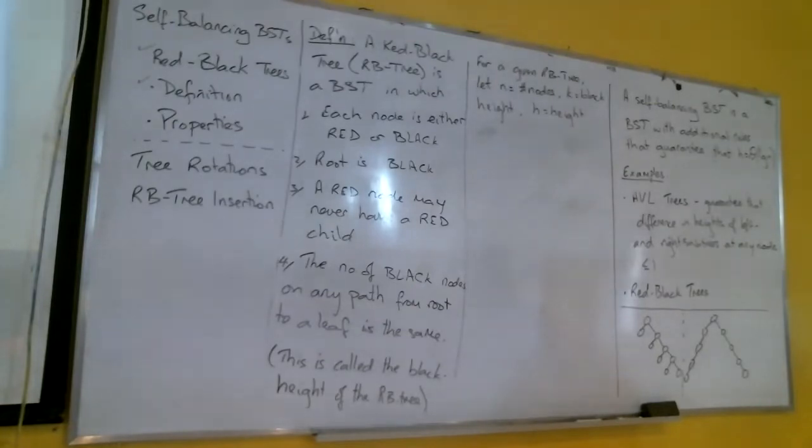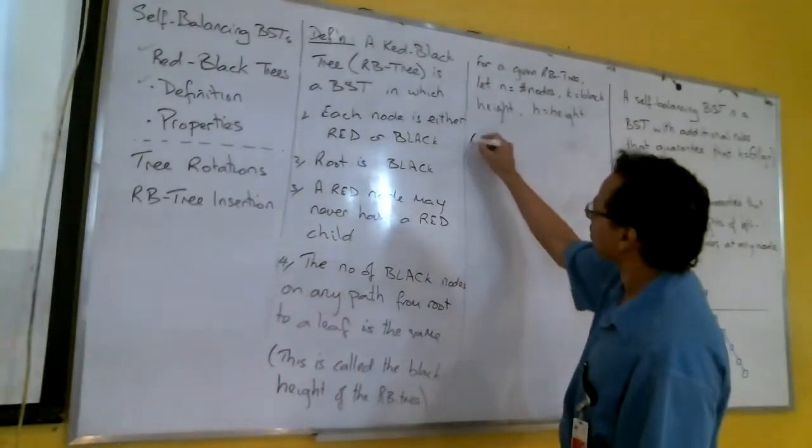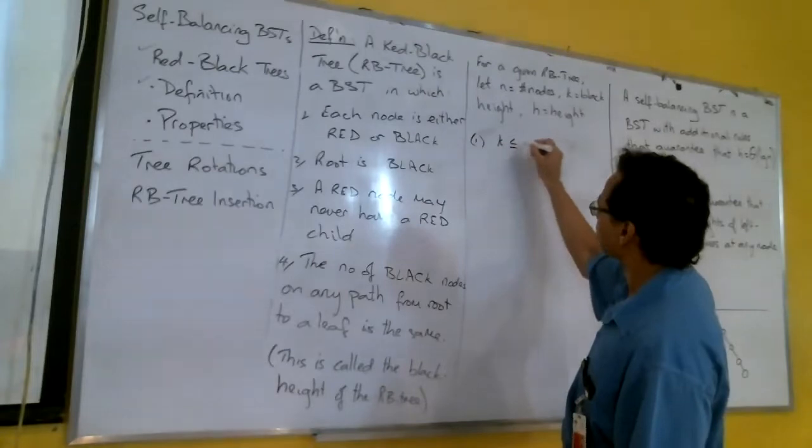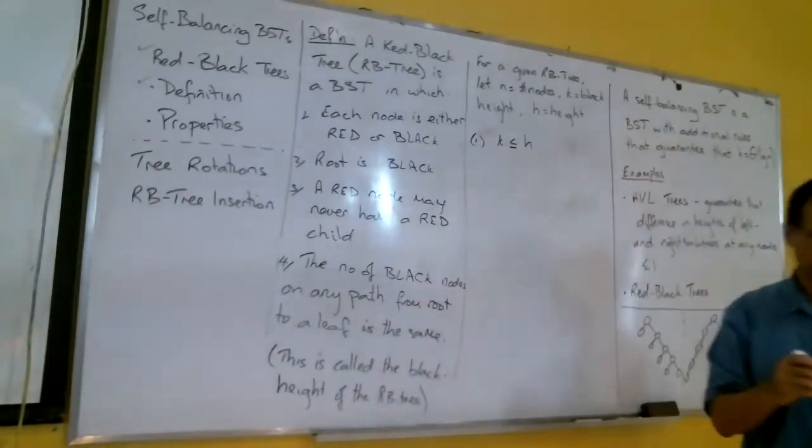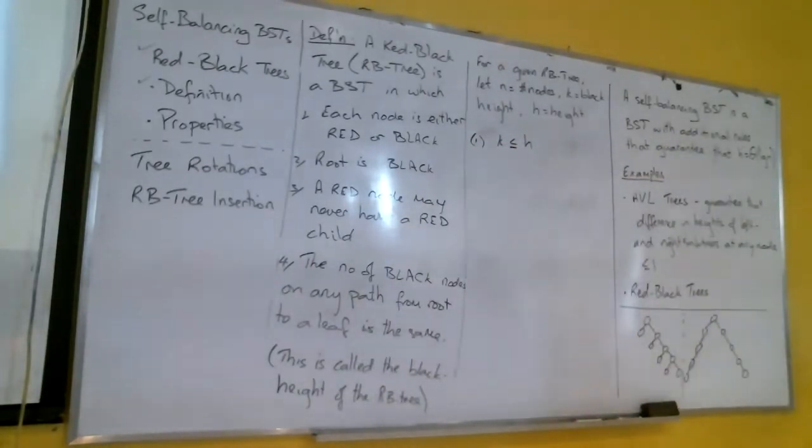Height has to be at least, wait, what is it greater than or equal to? Height is greater than or equal to the black height. Good. So you know for sure that must be true. Why is that obvious? The black height is the number of black nodes. The height is the total number of nodes. So that total number of nodes cannot be less than the number of black nodes. All right. Okay.